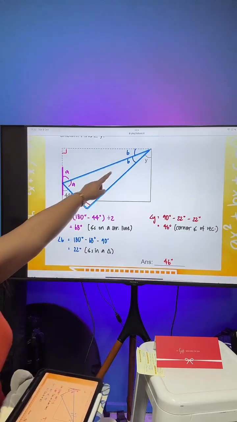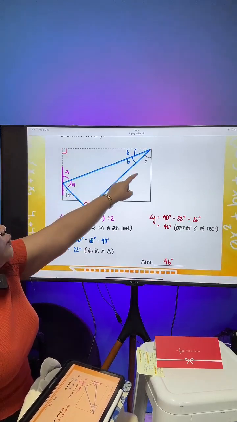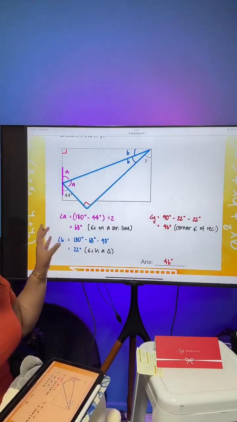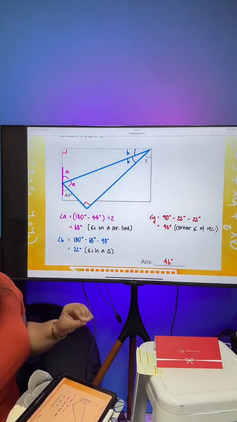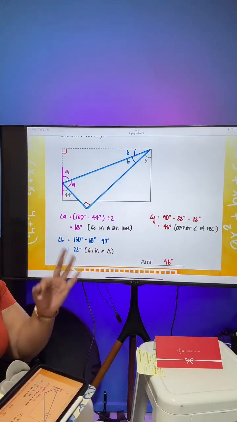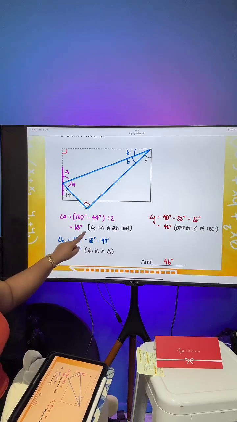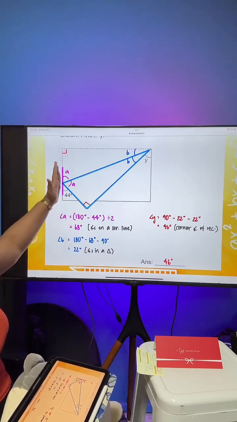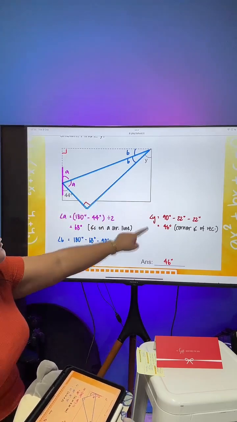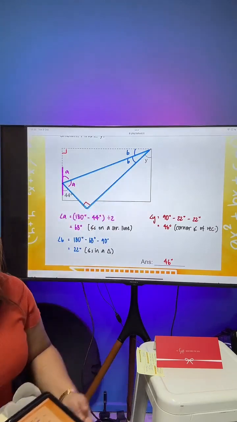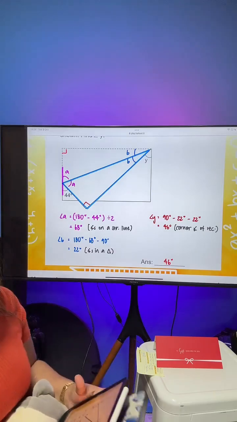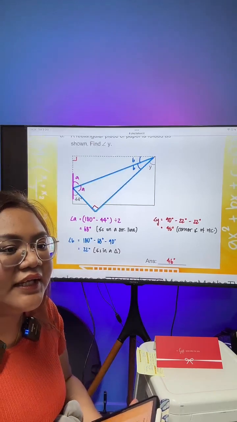Okay? So now that we have B, B and Y gives us the corner angle of 90 degrees. So 90 degrees minus B, which is 22, minus another B, which is another 22. That will give us Y, which is 46 degrees. So the 3 properties you use one more time are angles on a straight line, right here, angles in a triangle right there, and finally corner angle of a rectangle right at the top right corner. Therefore, the answer is 46 degrees for angle Y.